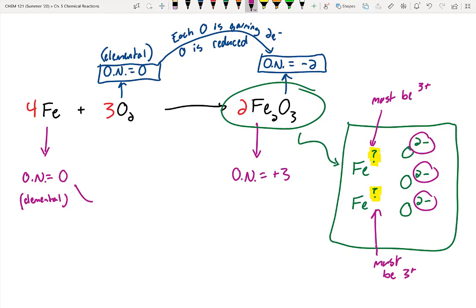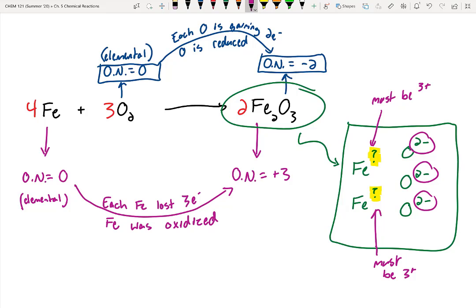Okay, so now we can go through and say, well, each iron, did it gain or lose 3 electrons if it went from 0 to +3? Lose. Yeah, so each iron lost 3 electrons. And if we're losing electrons, that means that iron was oxidized. Perfect.